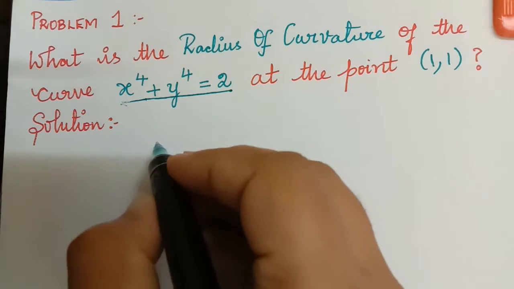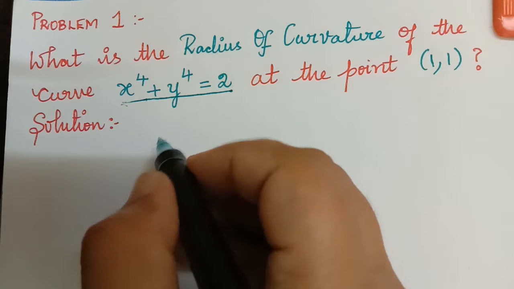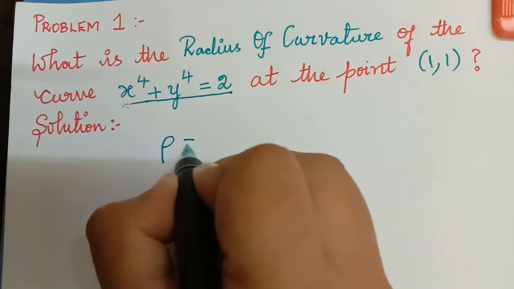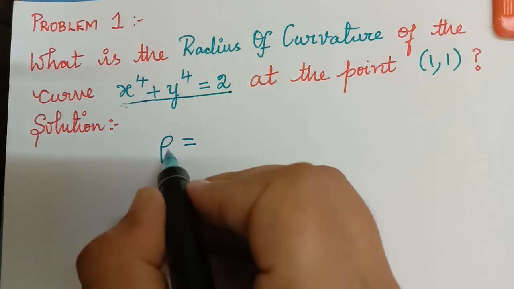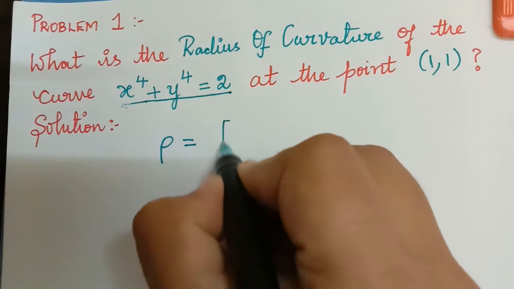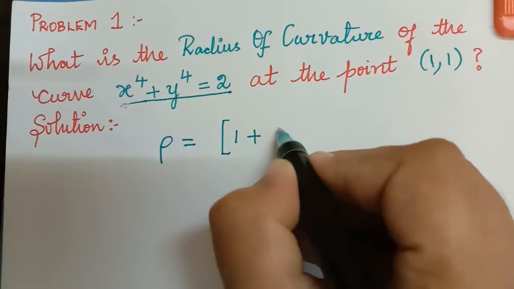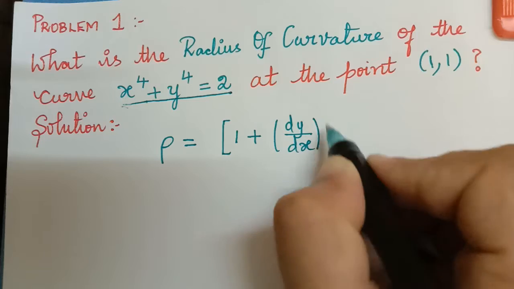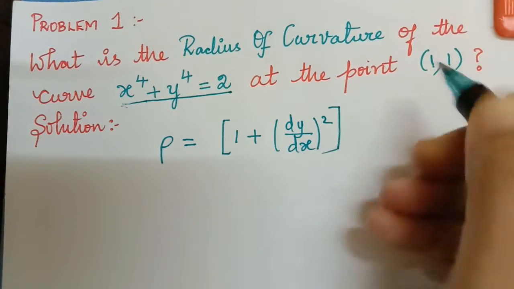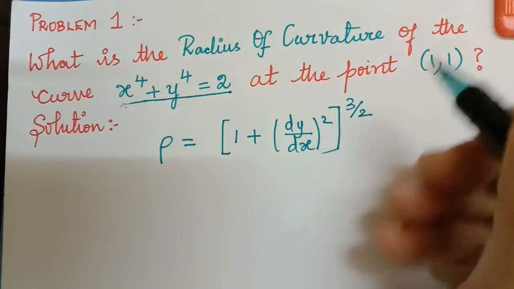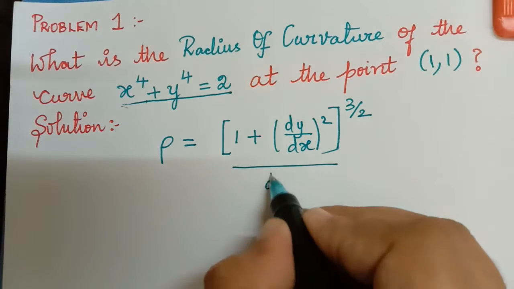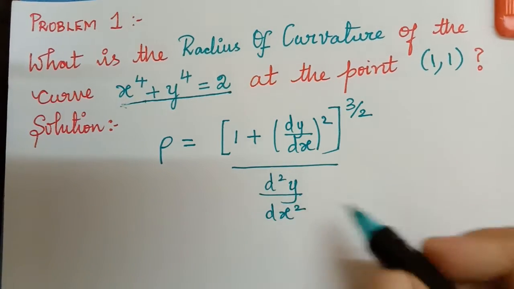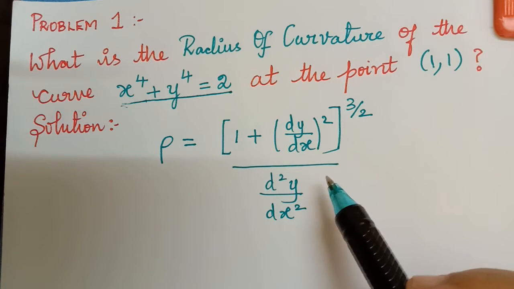The formula for radius of curvature is given by rho equal to, so the representation for radius of curvature is rho, that is equal to (1 plus (dy by dx) the whole square) the whole to the power of 3 by 2, divided by d squared y by dx squared. So this is the formula for radius of curvature.